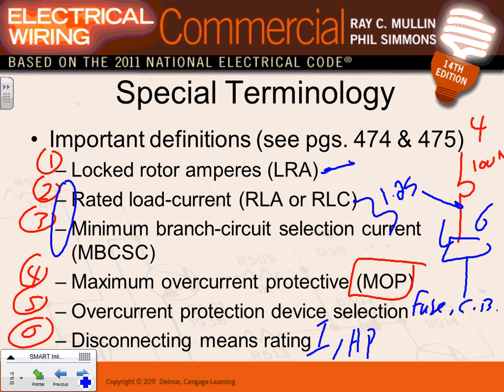Any comments, guys, about these terminologies that they use? Any comments about these terminologies? So these are a few terminologies that they use.